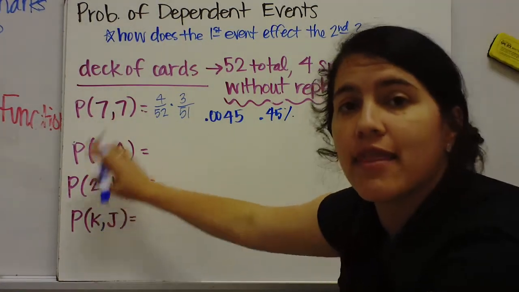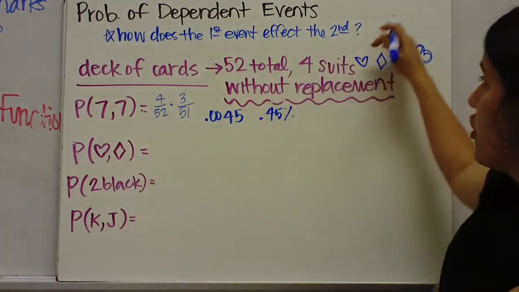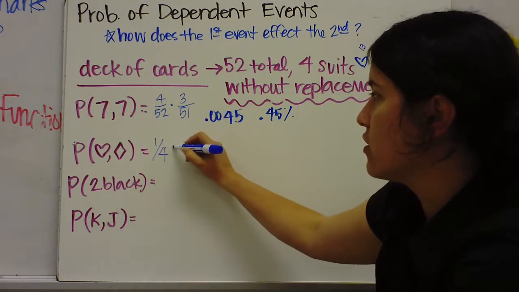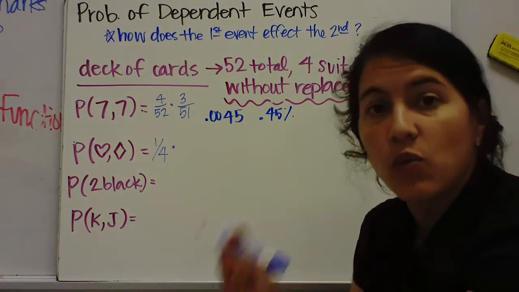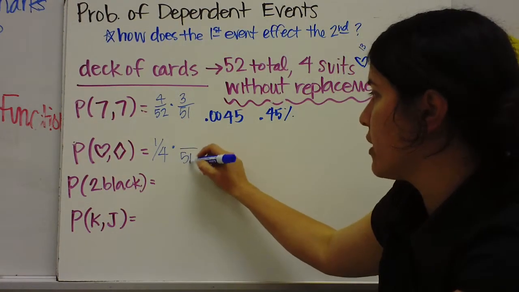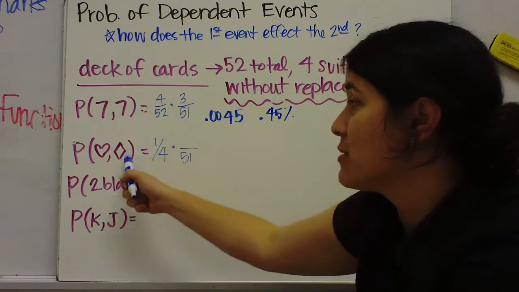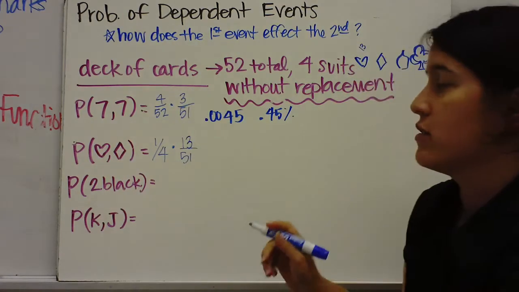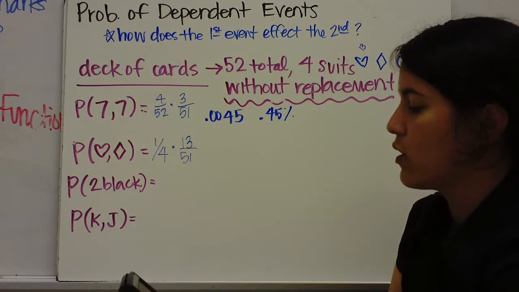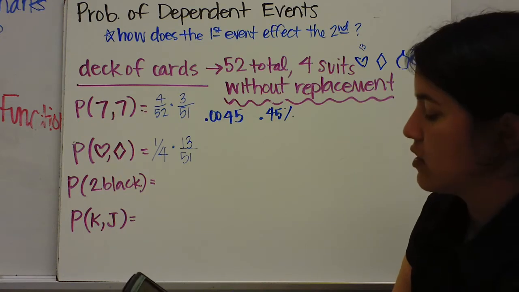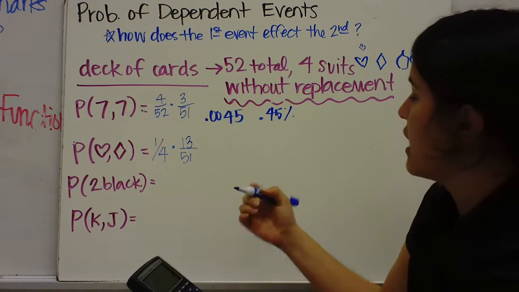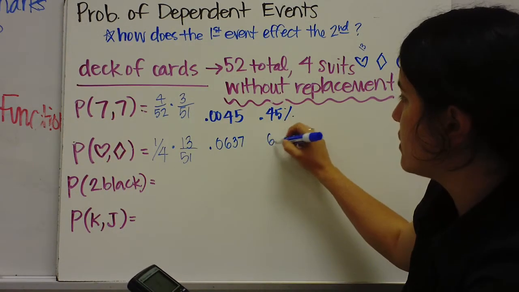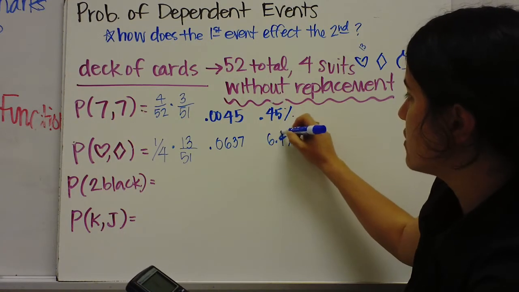The probability of a heart, then the probability of a diamond. So there are going to be 13 hearts, or 1/4 of the deck is hearts. And then if you take one card out, remember we don't have 52 anymore, we have 51. But because I'm doing a different suit, my number would still be 13 because I'm only taking out a heart. So then I would multiply those together. 1/4 times 13 out of 51, and I get 0.0637. Move it over twice, so it's 6.4%.